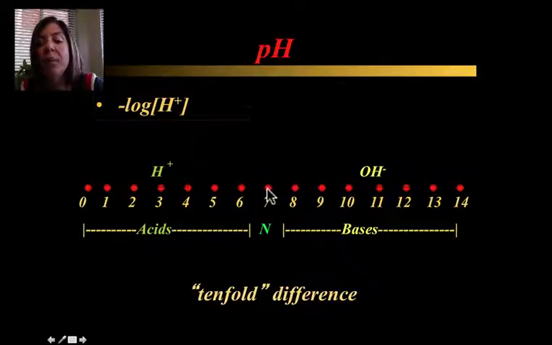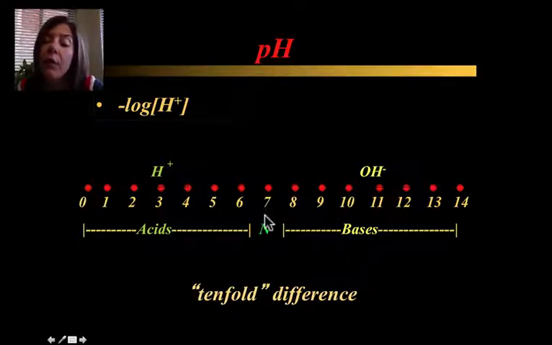So, for example, if we were to go from 0 to 1, 1 would have 10 times less hydrogen ions than the 0, and so on. It would have 10 times more hydroxide ions. And if we keep moving, this would have 100 times less hydrogen ions than 0, but 100 times more hydroxide ions, and so on. So every level you go, it's 10 times.